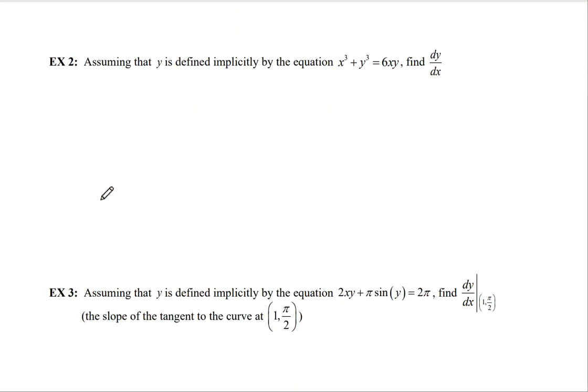All right, example number 2 says, assuming that y is defined implicitly by this equation, find dy dx. All right, so I'm going to rewrite it here. And as I rewrite it, I want to point out this first term is just in terms of x. This second term is just in terms of y. And on the other side, we've got 6xy, which is a product rule between two functions.